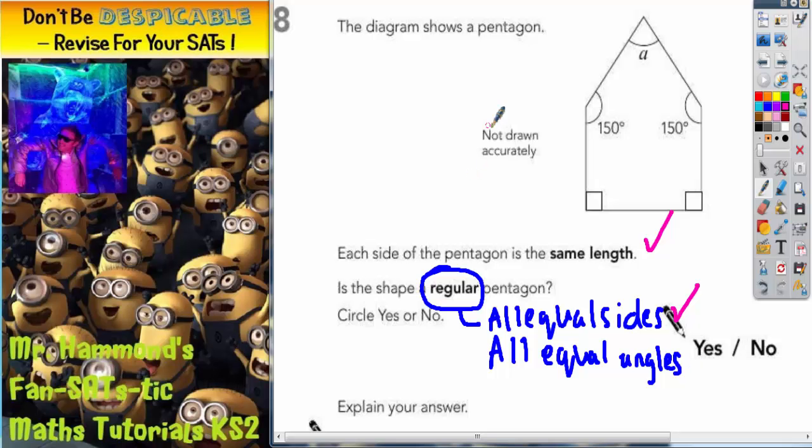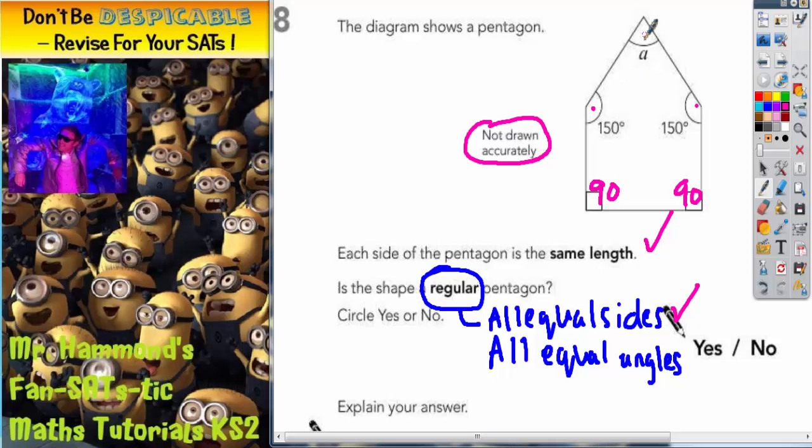Well, although it says not drawn accurately here, what we've got to assume by that is if we actually measured this, it wouldn't actually be 150 degrees. But what we have got to assume is that it's meant to be 150 degrees, and these are meant to be right angles, even if when we measured them, they wouldn't be that. So, are all the angles equal? Well, these two angles are 150. These two are marked by squares, which means these two must be 90. So straight away we've shown that they're not all equal angles.